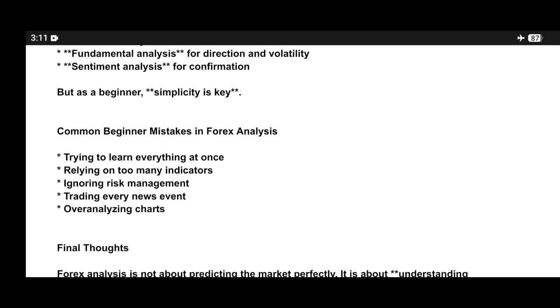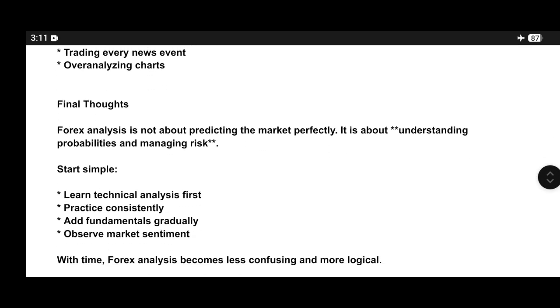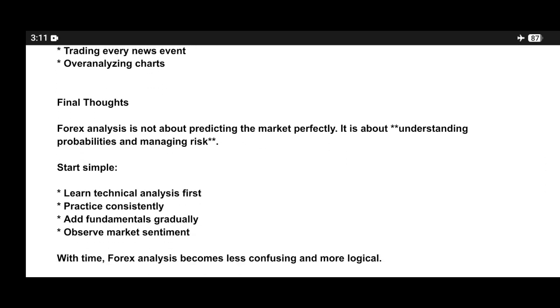Number one, trying to learn everything at once, relying too much on indicators, ignoring risk management, and trading every news event. Also, overanalyzing the charts. These are the common mistakes beginners make in forex analysis. Then, my final thought on this is this: forex analysis is not about predicting the market perfectly. It's about understanding probability and managing risk.